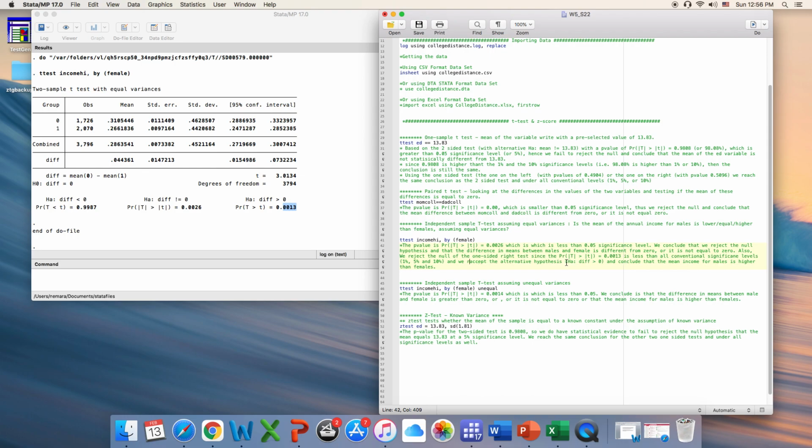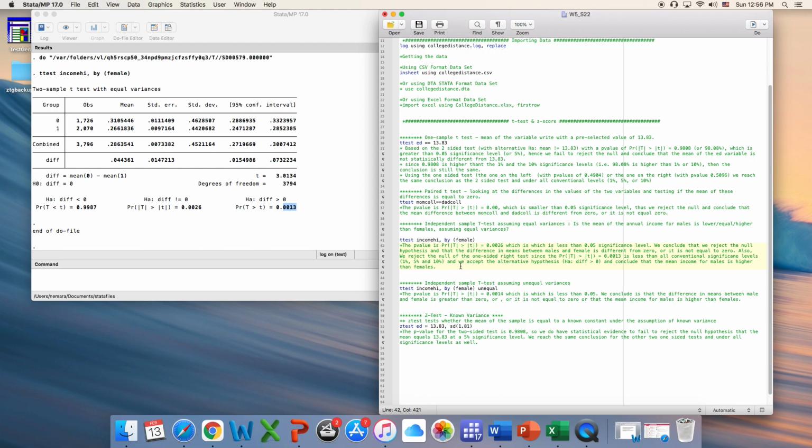So we reject the null, I'm writing it here. So reject the null and accept the alternative hypothesis, which is the alternative that we accept, and conclude that the mean of income for males is higher than females.